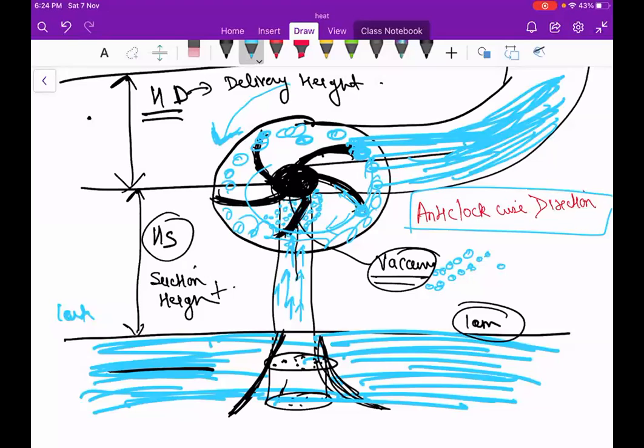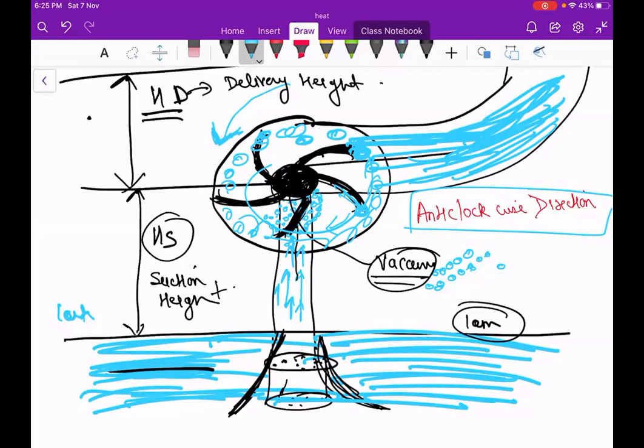Am I audible? Is the screen visible? So at the center there is a vacuum in the system. Why is the vacuum created? Because of the centrifugal force created by the impeller. Due to that the fluid moves inside the impeller, and once it gets outside it is at a very high pressure.